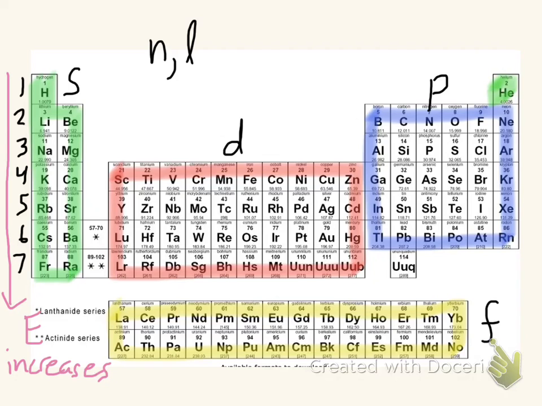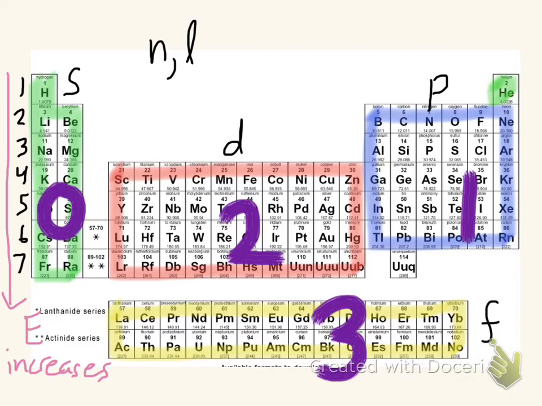Okay, let's try this. S is 0. There we go. P is 1. D is 2. And F is 3. So the second number is either going to be 0, 1, 2, or 3. If it's in the S block, you make it a 0. If it's in the P block, you make it a 1. If it's in a D block, you make it a 2, F, 3.